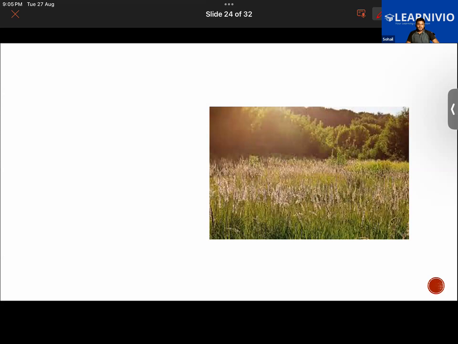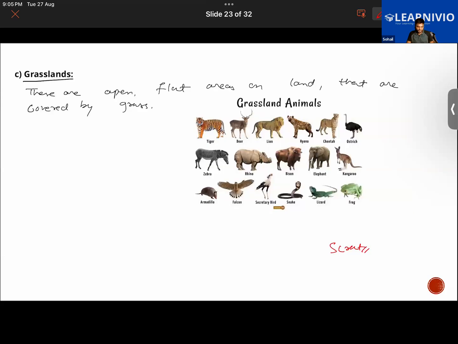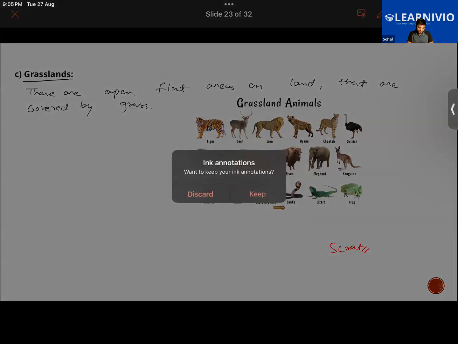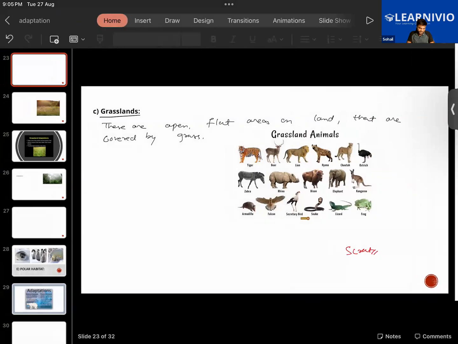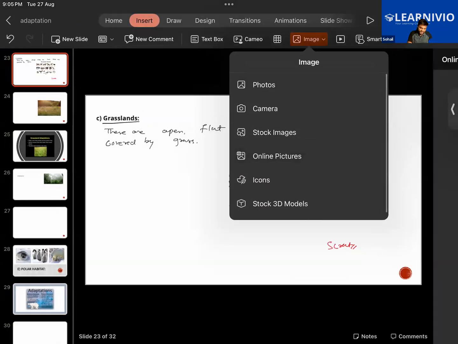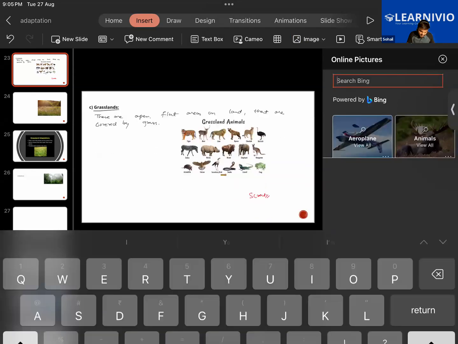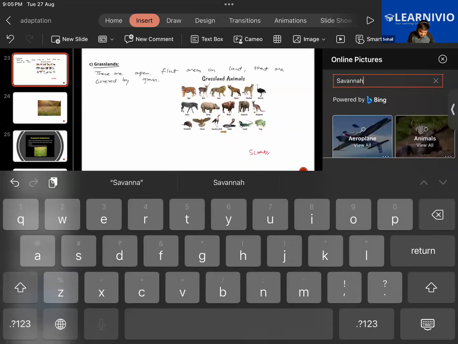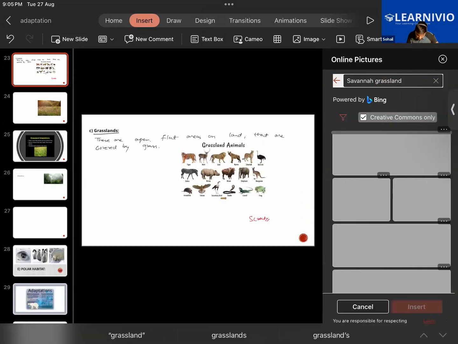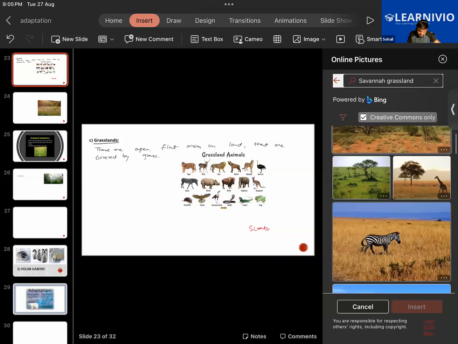You would have heard of some common grasslands. There are different kinds of grasslands found in different parts of the world, like in Africa, in South America, in North America, in Australia. One of the most common grasslands, which you might have seen in your textbooks, is the savanna grassland. This one I'm talking about, the one that you see over here.